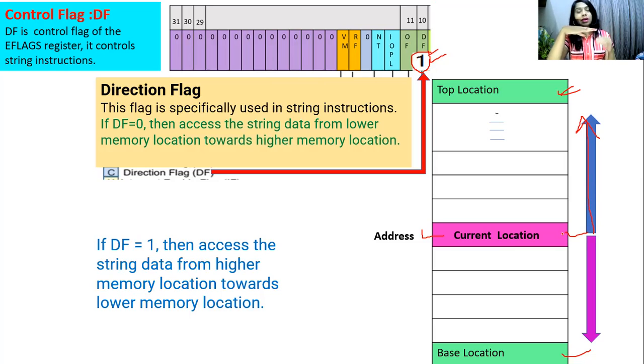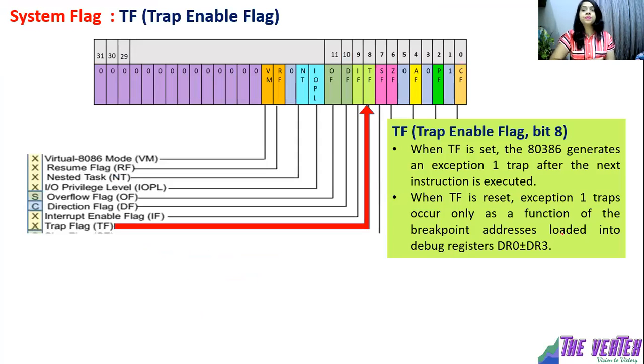So suppose currently it has accessed this particular data, then it will access the next data from the previous location, then previous, and then previous memory location. So what does the direction flag do? It decides the direction of data access. Or in short, we can say that it tells us where the data is available, whether the data is available after the current data access or before the data that we have currently accessed.